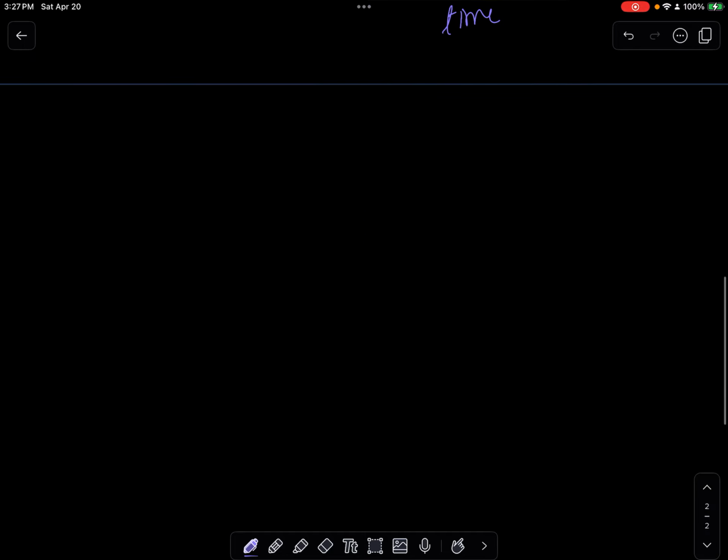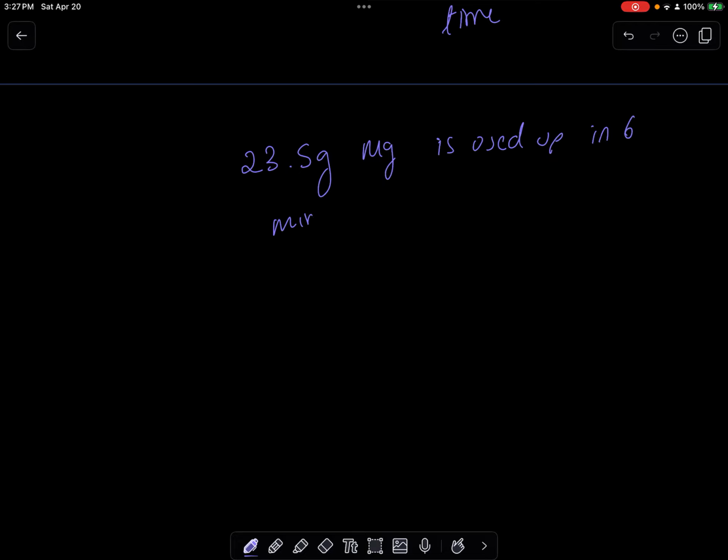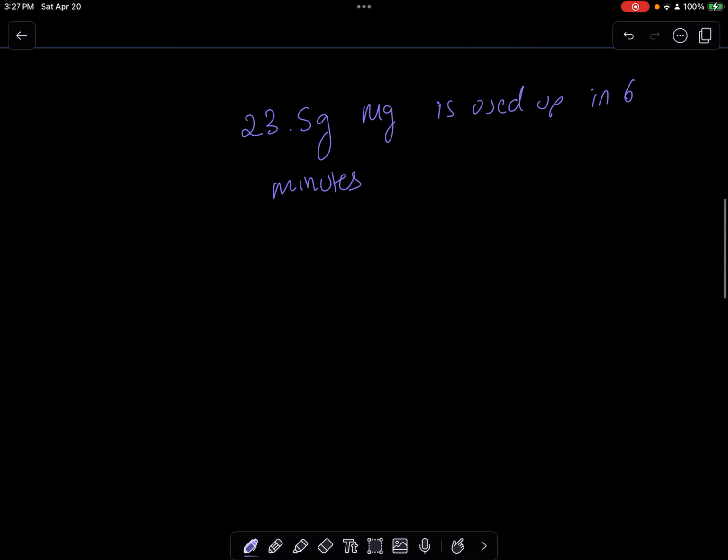So let's have a look at an example of how we would calculate a reaction rate. What is the rate of reaction when, for example, 23.5 grams of magnesium is used up in 6 minutes? So let's say we have this reaction, Mg plus O2 goes to MgO.